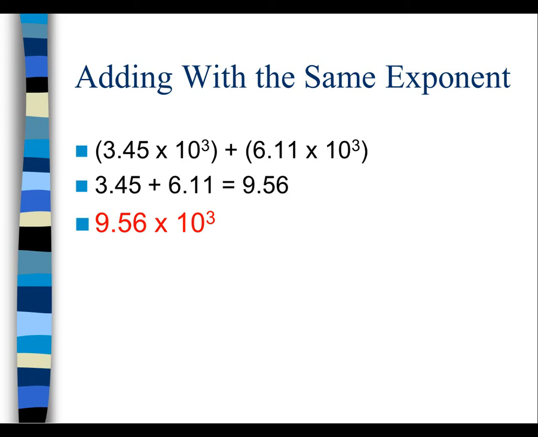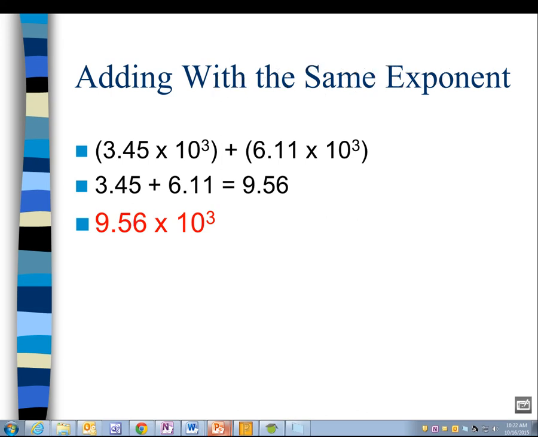Adding with the same exponent. So we have 3.45 times 10 to the third, or 10 cubed, plus 6.11 times 10 to the third. All we have to do is add those two decimals together because they have the same exponent of 3. And we get 9.56 times 10 to the third. We can do this because this is the same as this. So all we need to do is add the coefficients. Here's the coefficient for the first one. Here's the coefficient for the second one.